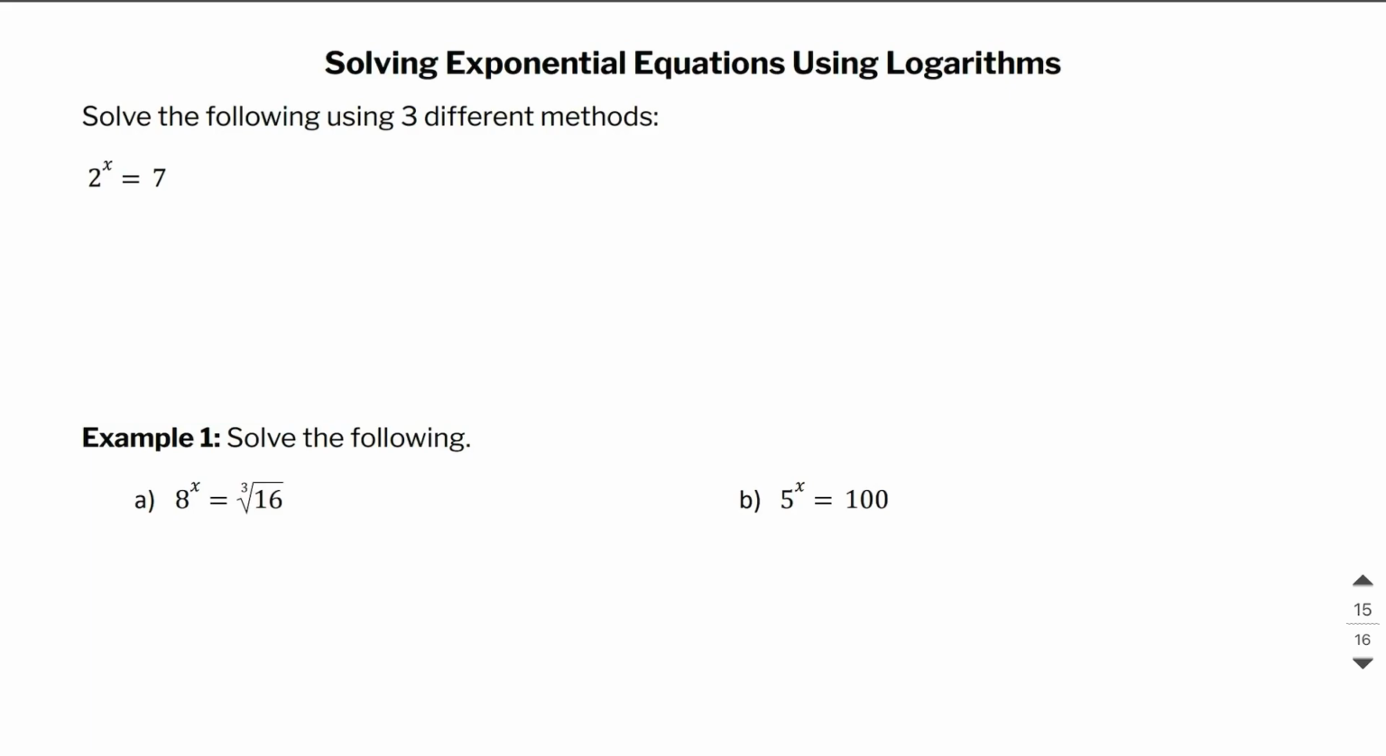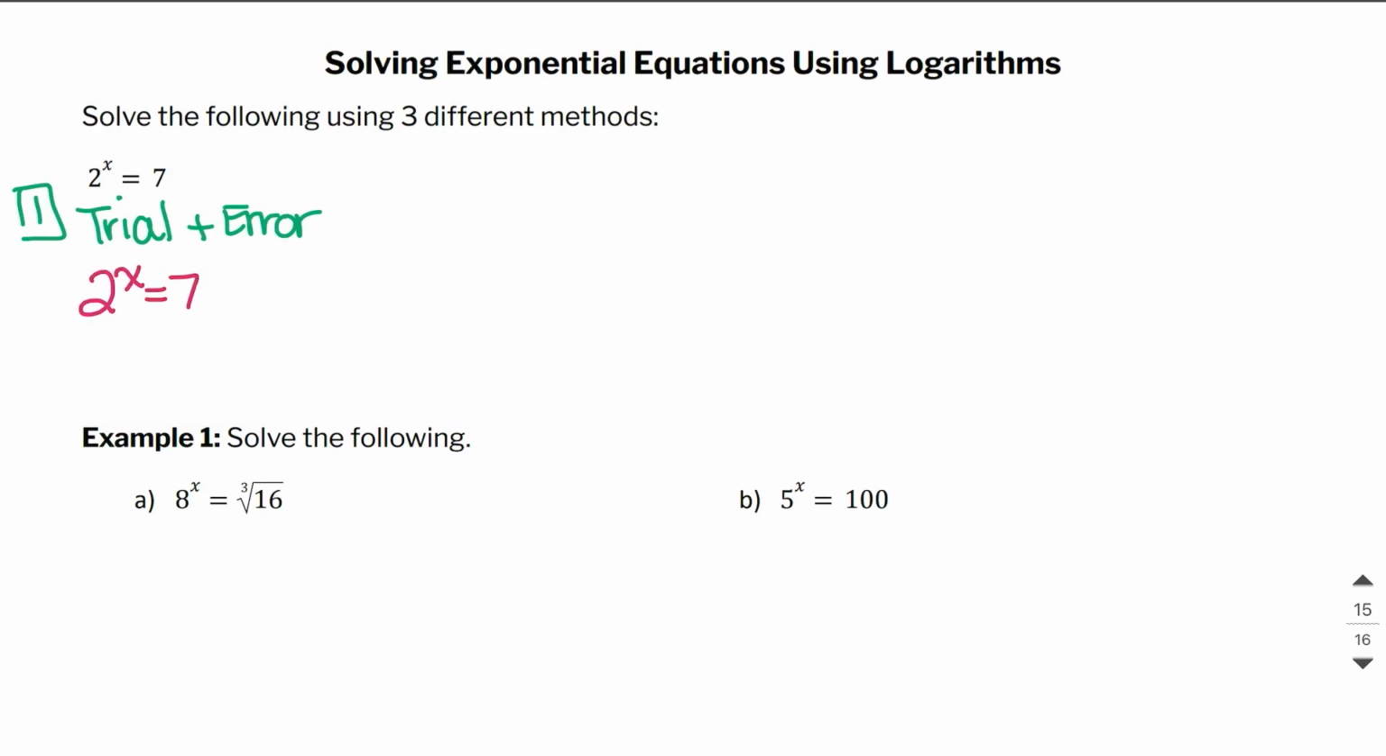I'm always going to try to get a common base. But if you take a look at this, I can't rewrite 2 or 7 with any other bases, because 2 is prime and 7 is also prime. So getting a common base here is not going to work. This is where we're going to use our logs to help us out eventually. But for right now, let's do some trial and error. That's one option we always have, and that's what we've been using up until this point.